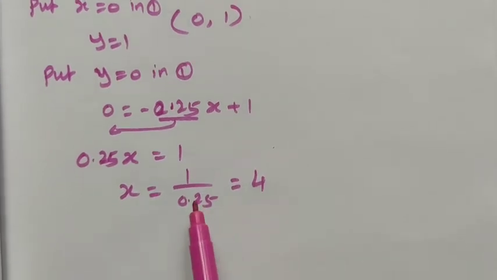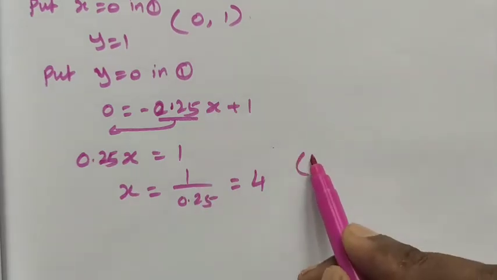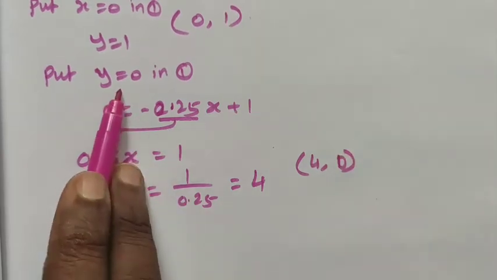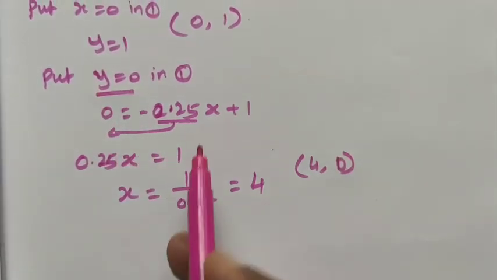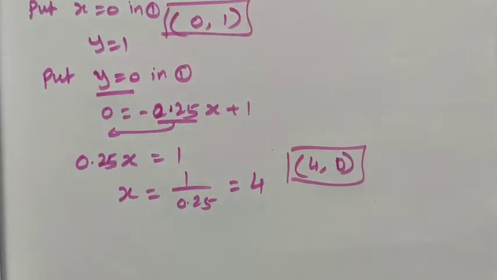So 100 is to be divided by 25, right? With 2 decimal places, you change the decimal places. 100 divided by 25 is equal to 4. Then the plotting points are (4, 0), where y is 0, right? Now we have found 2 plotting points. Now we want to draw these 2 points in the graph.